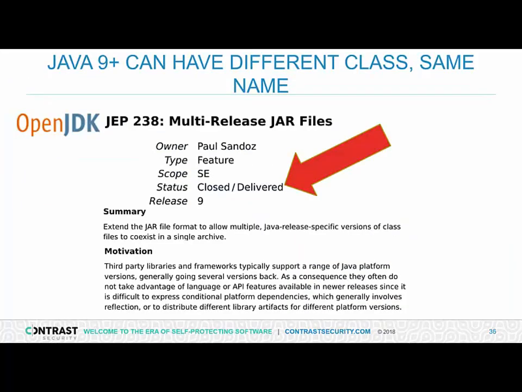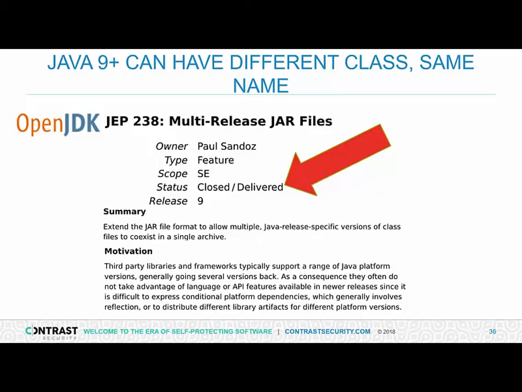Now, another difficulty with this is in the vein of Java 9, where there's a feature added through something called JEP 238, which has the definition of multi-release jar files. And I've drawn an arrow here to indicate that this feature is closed and delivered, and it is available in all instances of Java since Java 9.